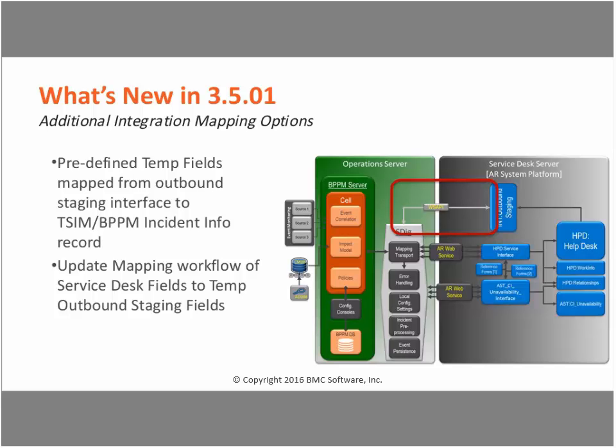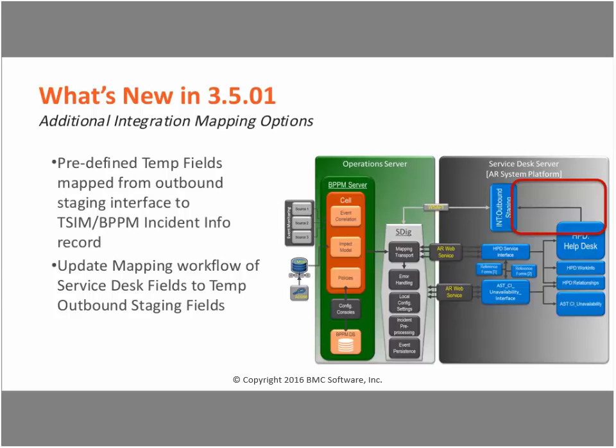So in that case, what we've done is we've created 10 predefined temporary slots that are available on the incident info record on the TrueSight side. And those slots are known in the outbound staging form. The only thing we don't know, and we have to leave to you to work on, is which fields off the service desk ticket do you want to map to those temporary fields. So you would then say, okay, here are the 10 slots, temp 1 through 10, but you've got to let us know which field on the service desk ticket you want to flow in when that trigger occurs to do an update.